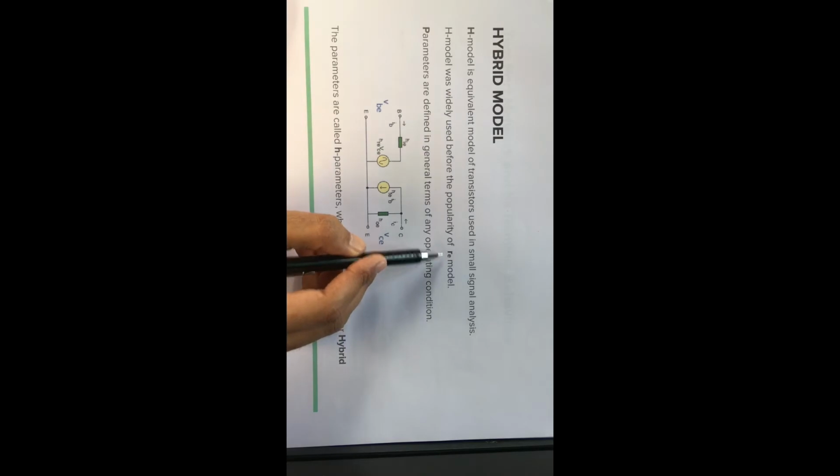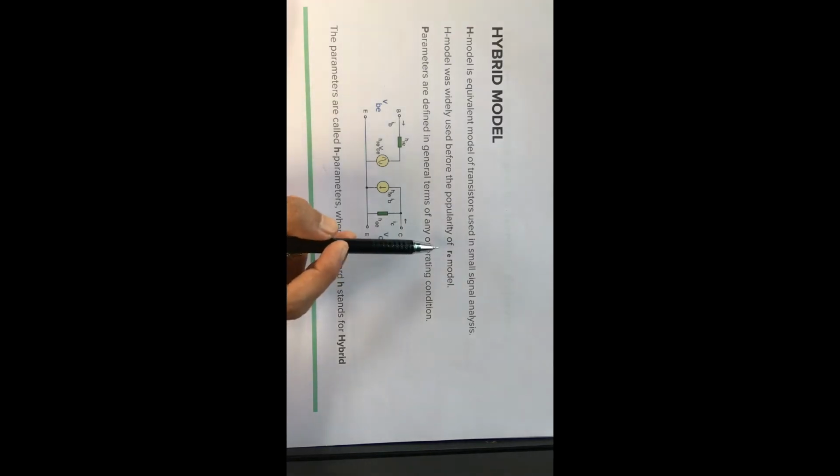Now, in the hybrid model, the parameters are defined in general terms for any operating condition, but in the RE model, the parameters were defined in actual terms. That is why the RE model later became much more famous than the hybrid model. Now we must understand what these parameters are. The parameters are called H parameters because of the word hybrid, H parameters.